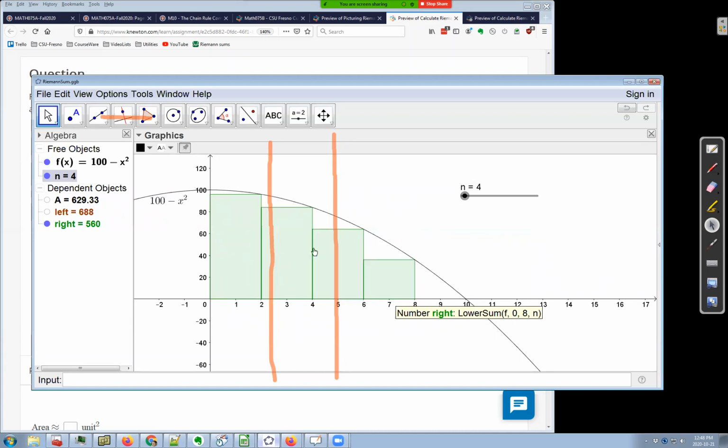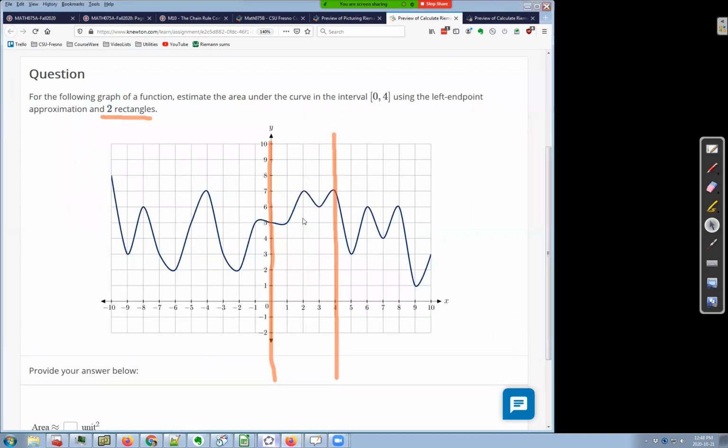When we split the interval up into rectangles, we always split it up so every rectangle has the same base. So when you're making the Riemann sum here, I think, okay, I want to have two rectangles and I want to cover a total distance from 0 to 4. So it's not too hard to see that the cutoff for my rectangles should be at 2.